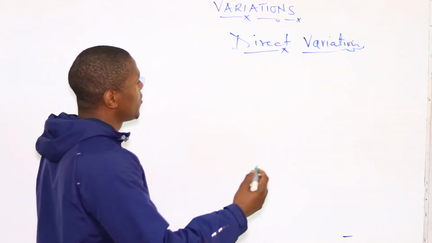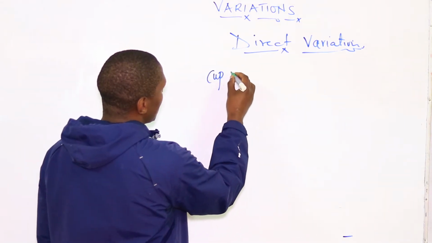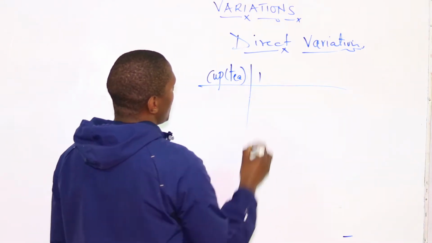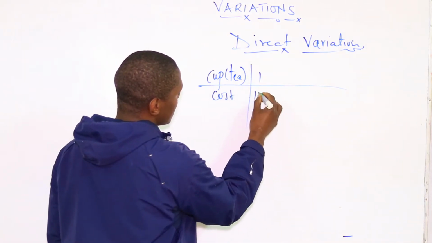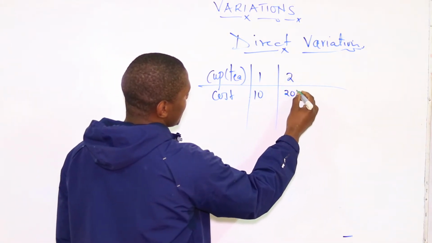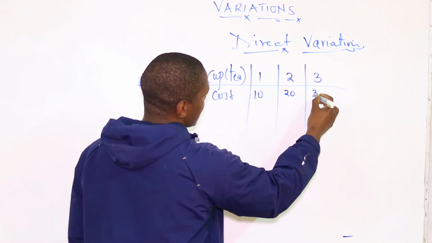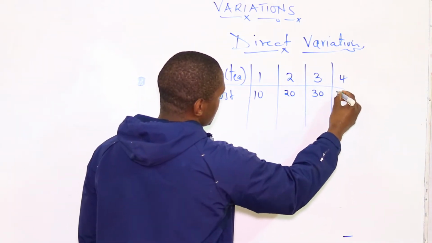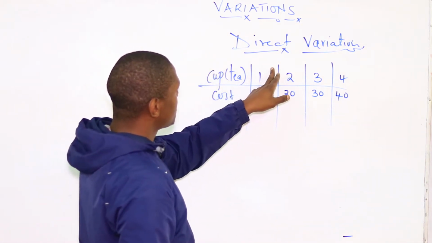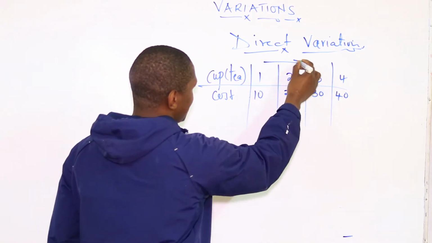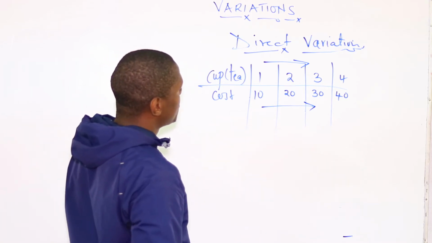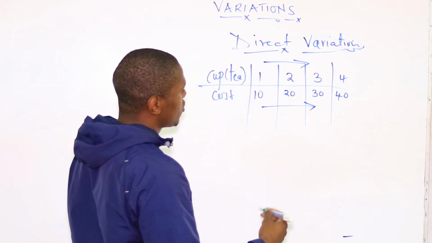For example, if you consider the cost of a cup of tea, where one cup of tea costs 10 shillings, then 2 cups of tea will cost 20, 3 cups will cost 30, 4 cups will cost 40. So as the number of cups of tea increases, so is the cost of the cup of tea. And the contrary is also true.